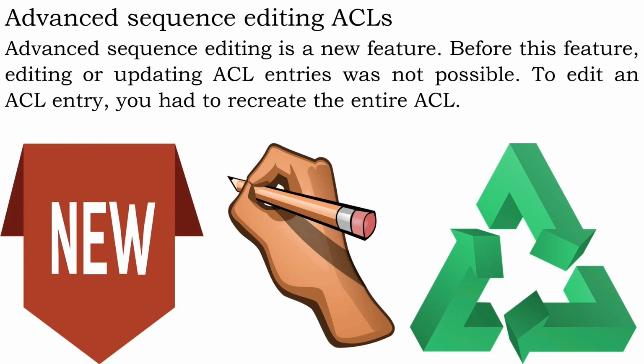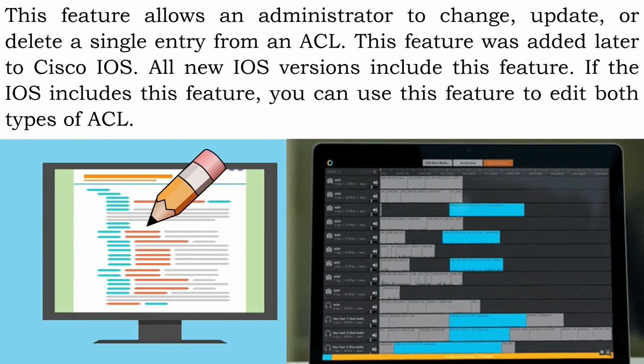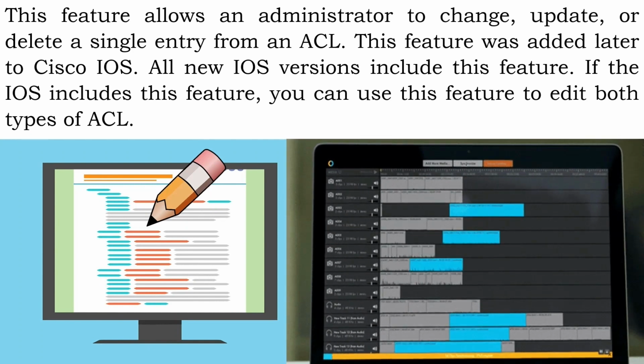Advanced Sequence Editing ACLs. Advanced Sequence Editing is a new feature. Before this feature, editing or updating ACL entries was not possible. To edit an ACL entry, you had to recreate the entire ACL. This feature allows an administrator to change, update, or delete a single entry from an ACL.